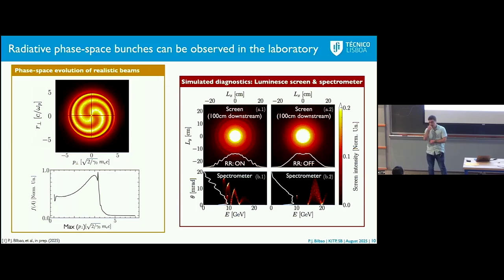Moreover, you can take a spectrometer, so this is the divergence as a function of energy, and you'll see some of these bunches which correspond to the same bunches that you see here. So this tells you what's happening in momentum, and this tells you what's happening spatially.